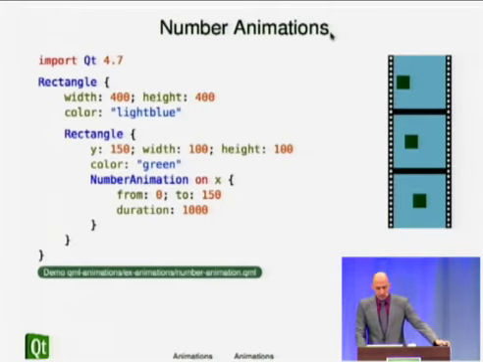So let's look at this example. Light blue is back. We have the top level rectangle, and then we have an embedded rectangle that is green, 100 by 100, and then we have a number animation directly on the item. So this is now not doing animation as part of a state transition, it's doing the animation inline directly in the item. So it's an animation on X, which says that from 0 to 150, those are the start and end values, I want this to take 1,000 milliseconds or a second. So this is just spreading out the property change over time.